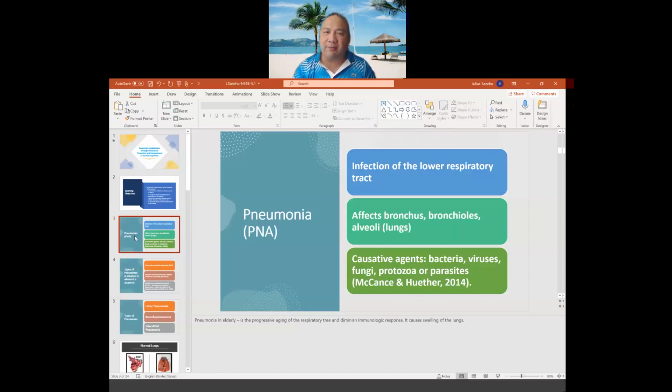And what is the causative agent for pneumonia? It could be caused by bacteria, viruses, and COVID-19 could cause pneumonia. Other microorganisms such as fungi, protozoa, and parasites could also cause pneumonia.